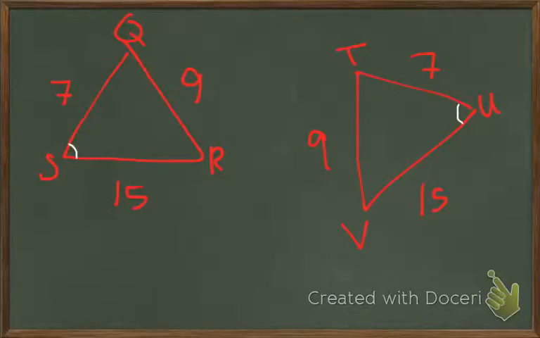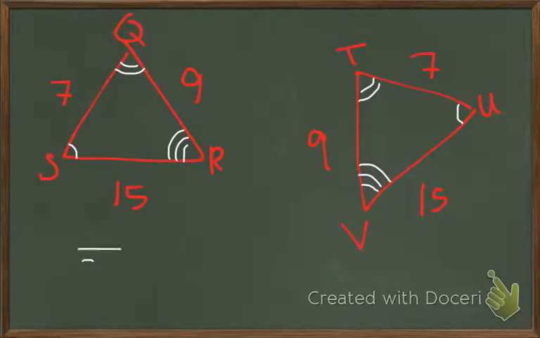That means the angle between 7 and 9, I'm going to put two curves because it's the second angle I'm talking about, is going to be congruent to the angle between 7 and 9. The angle between 9 and 15, this is my third angle, I'm going to put 3 marks on it, is going to be congruent to the angle between 9 and 15. So I could say some quick things about this. I could say angle S is congruent to angle U, really quick because they both have one little curve on it. I could say side SR is congruent to side UV.